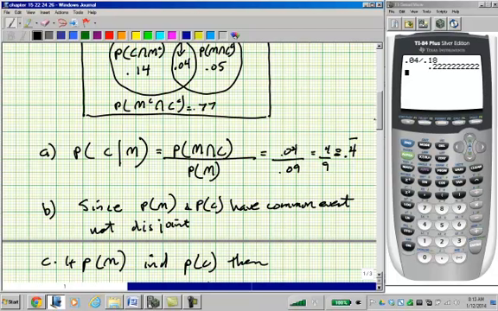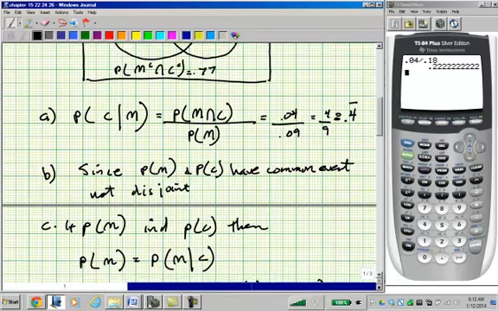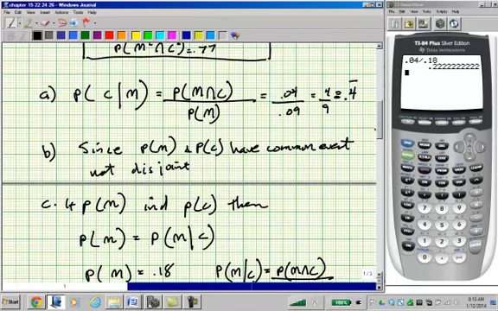Well, we can see from either the table or the Venn diagram that the probability they went to Mexico and Canada is 0.04, and also that's given. The probability of Mexico is 0.09. Okay, so that's 4/9 or 0.4 repeating. Okay, or around 44%, or 0.44. So the probability that someone went to Canada given they've gone to Mexico is 0.44. Okay, now B, are they disjoint?